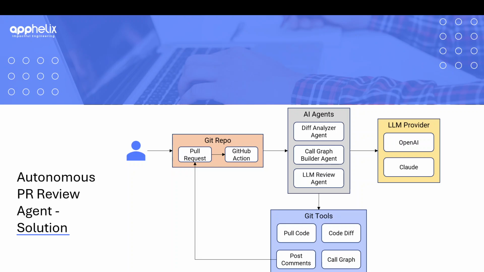Our analyzer agents work in concert. The diff analyzer agent identifies and structures the raw changes from the pull request. This structured output then feeds into the call graph agent, which builds a detailed map of function dependencies. Finally, the LLM review agent receives both the raw diff information and the call graph data, enabling it to perform a truly comprehensive code review.